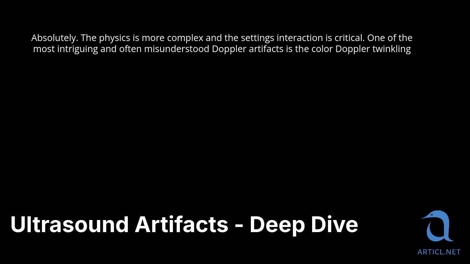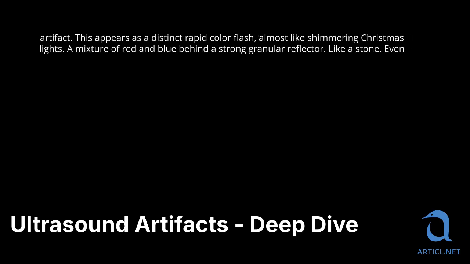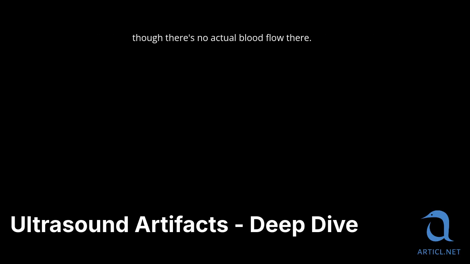One of the most intriguing and often misunderstood Doppler artifacts is the color Doppler twinkling artifact. This appears as a distinct, rapid color flash, almost like shimmering Christmas lights, a mixture of red and blue behind a strong, granular reflector, like a stone, even though there's no actual blood flow there. No flow, but it lights up like a Christmas tree.